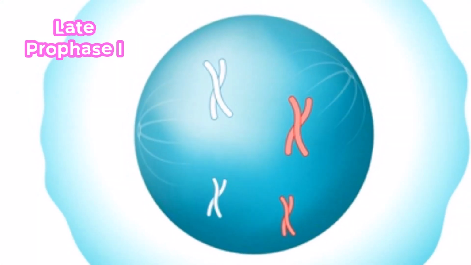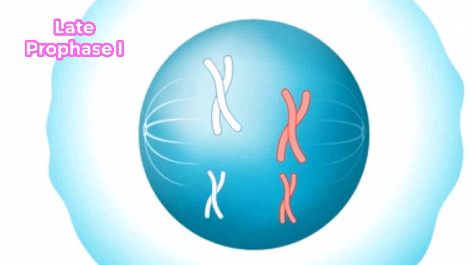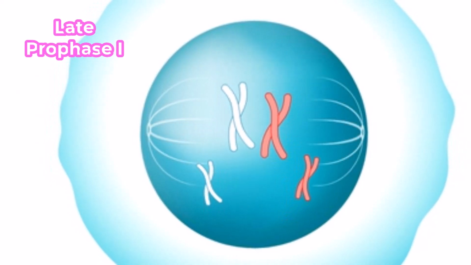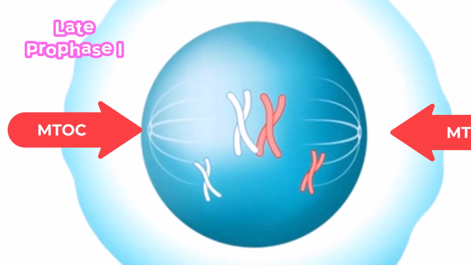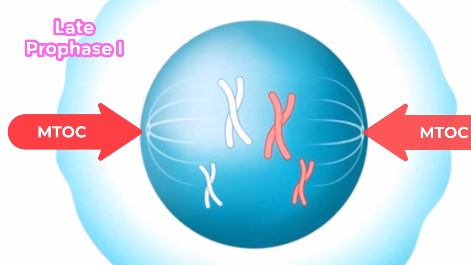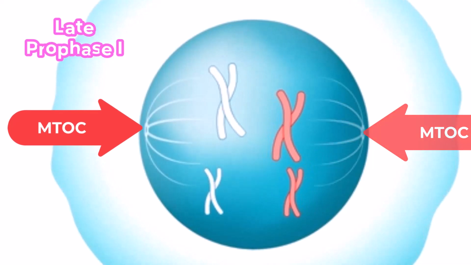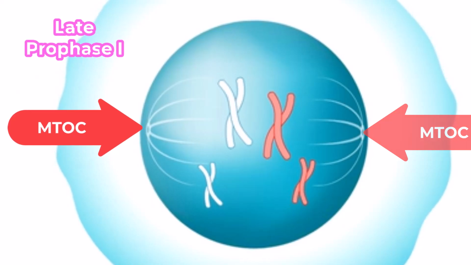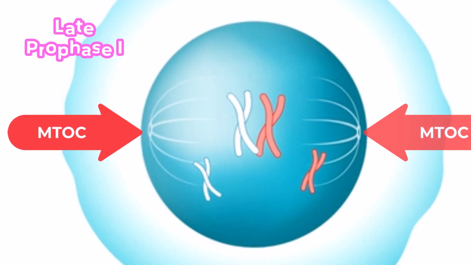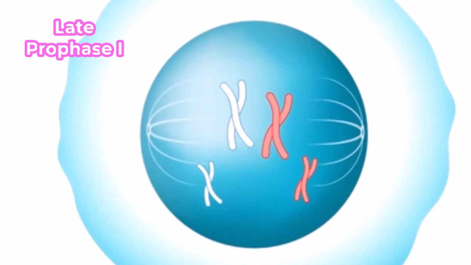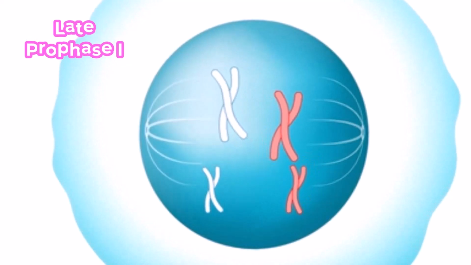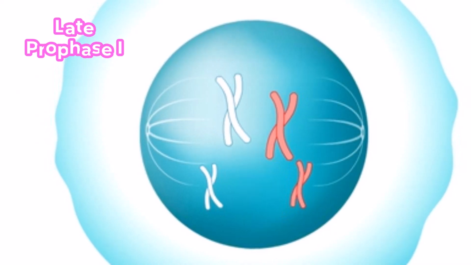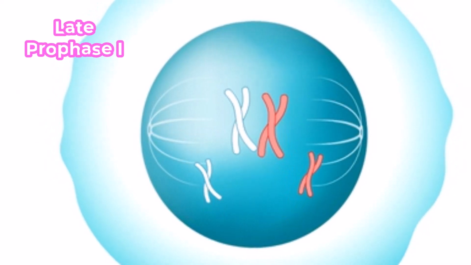In late prophase 1, or prometaphase 1, the spindle fiber microtubules connect to the kinetochore proteins at centromeres. These microtubules grow from the microtubule organizing center, or MTOC. The MTOCs are centrosomes that are located at opposite poles of the cell. The microtubules from each pole move toward the midline of the cell and attach to one of the kinetochores of the two fused homologous chromosomes.